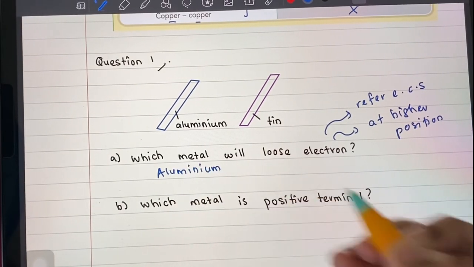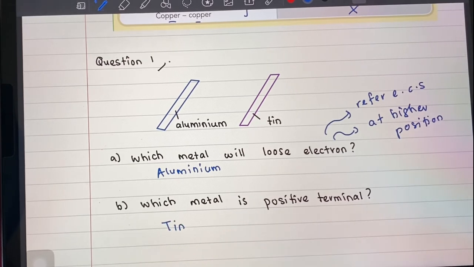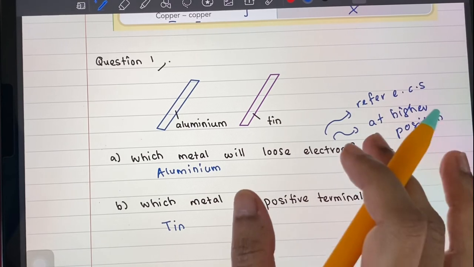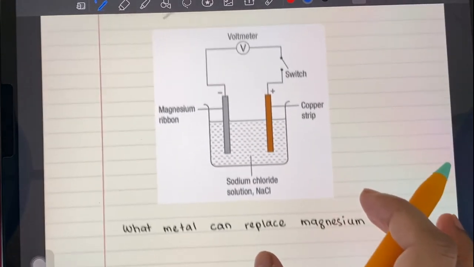Aluminium. Which metal is the positive terminal? Tin. The tip is that you always refer to the electrochemical series and determine its position. Now we go to the next question.